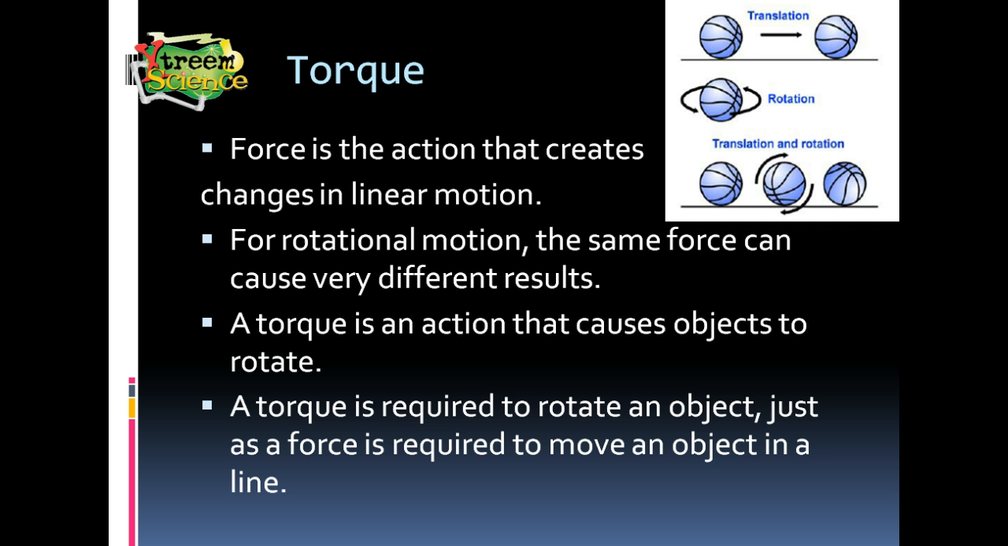So here's a couple examples of torque. It's called rotation, or torque is translational rotation. Translation is the ball moves in a straight line. Rotation is it rotates around as it moves. So this is translation and rotation at the same time. It's kind of what happens with torque, and we'll talk about that.